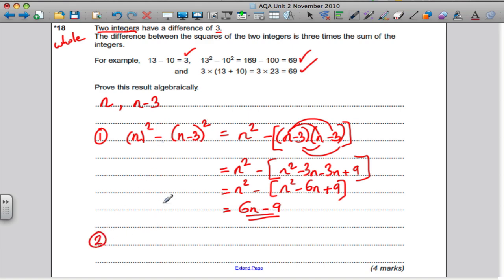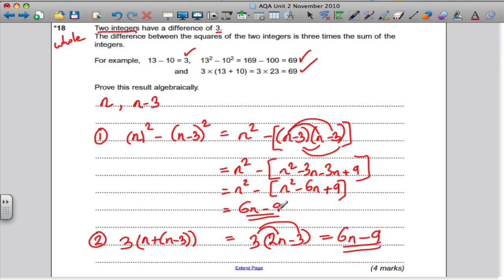What do we get if we add the numbers and times by 3? Well, let's add the numbers first and then multiply by 3. n plus n minus 3 is 2n minus 3, and we want to times all that by 3, and we get 6n minus 9. We've got the same answer for general numbers n and n minus 3. We get 6n minus 9 both times, so that shows us that this result is true algebraically.